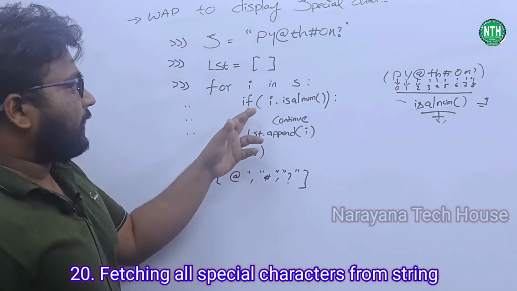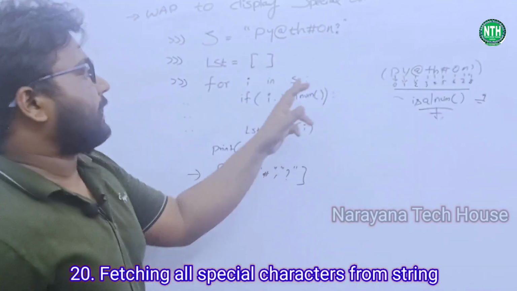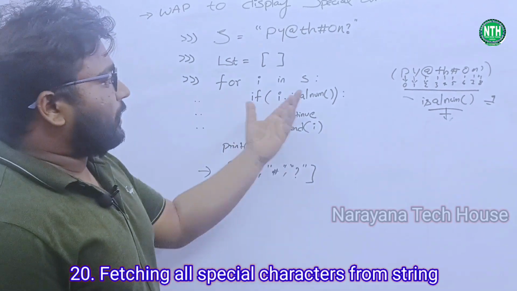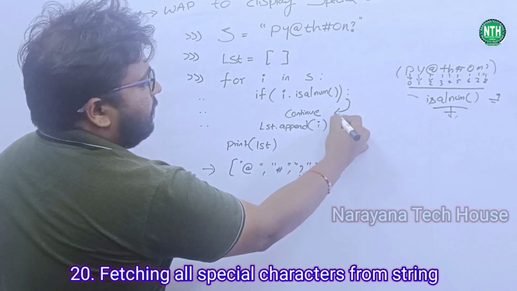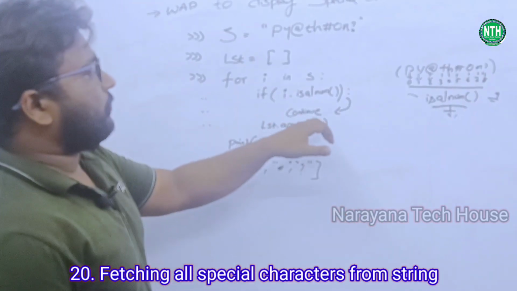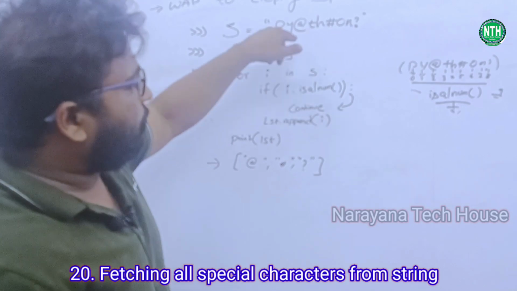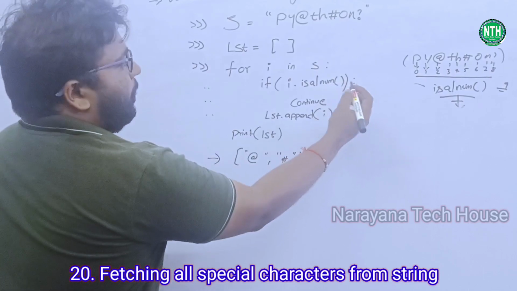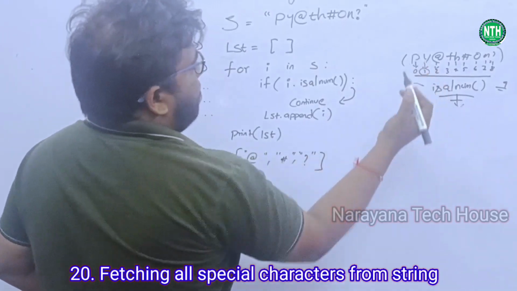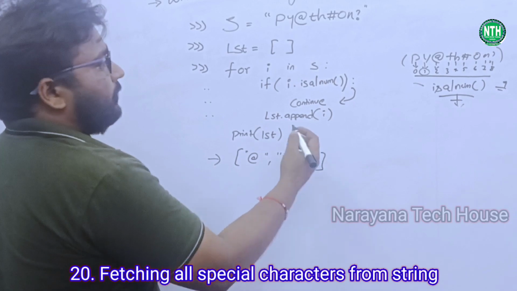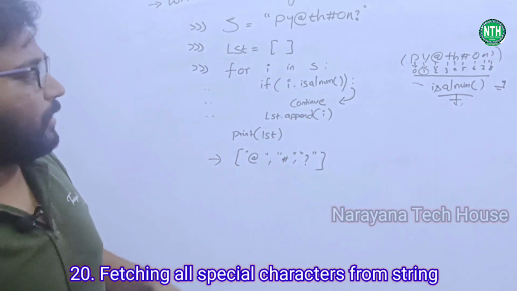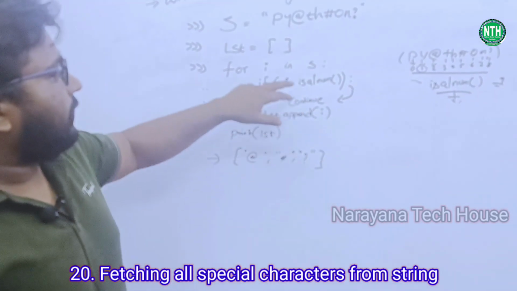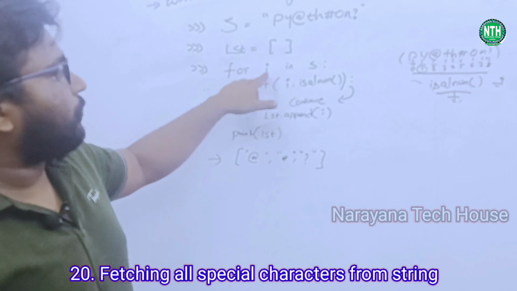So for i is equal to 0, it will take the p character. p.isalnum(): p is an alphabet, so obviously it will give a true value. So it will move into the loop body, and continue means again go for the loop. Then the value of i will change to 1. y.isalnum() is true, because y is an alphabet. So again it will continue. It won't print this one. It will continue again.